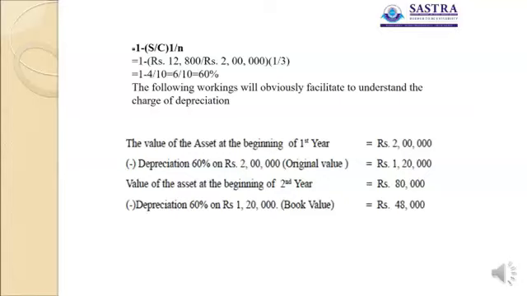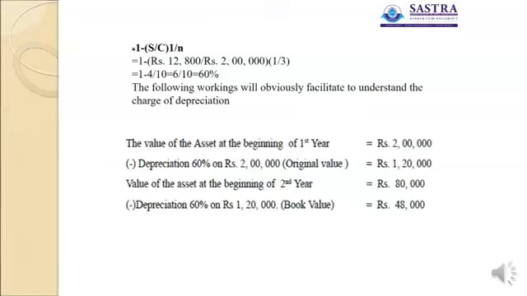So 1 minus, with rupees 12,800 the salvage value and 2 lakhs the total cost, and 1 by 3, where 3 is the number of years, 1 minus 4 by 10. All put together, 1 minus 4 by 10 is equal to 6 by 10, so that it becomes 60%. How did you arrive at 4 by 10? 12,800 divided by 2 lakhs. Calculate using the calculator and apply that to 1 by 3 so that you will get 4 by 10. So 1 minus 4 by 10 is equal to 6 by 10, or 60%.